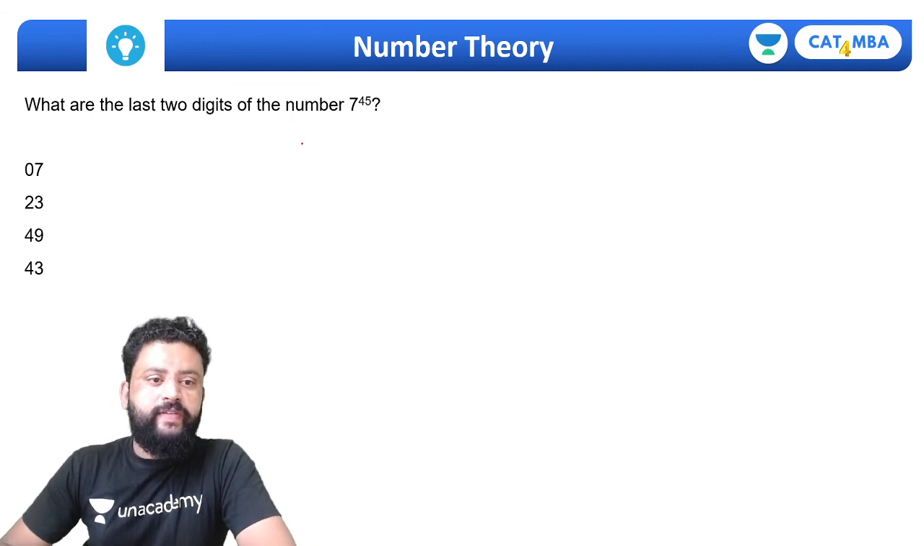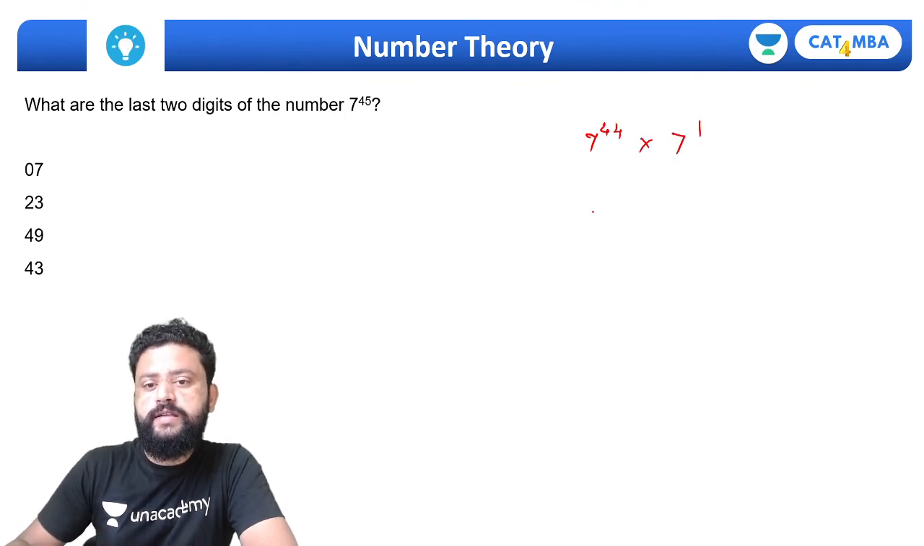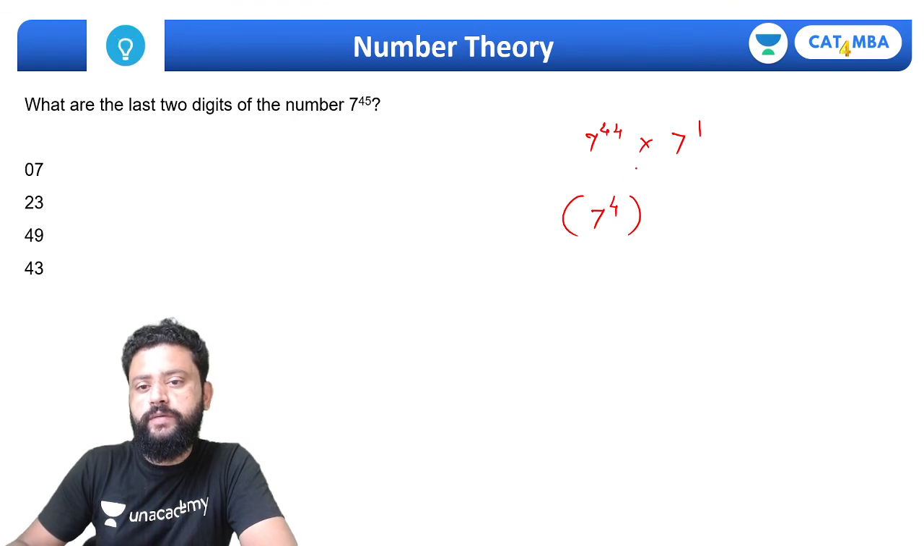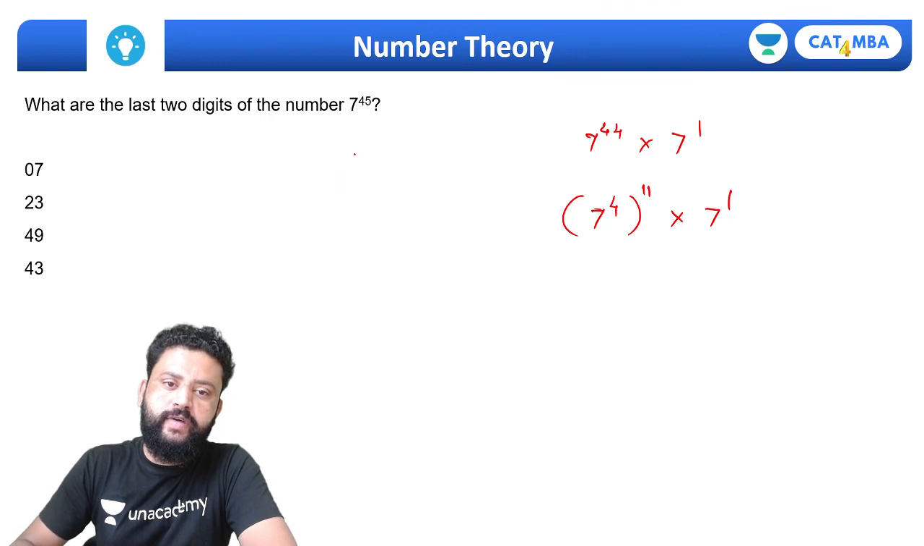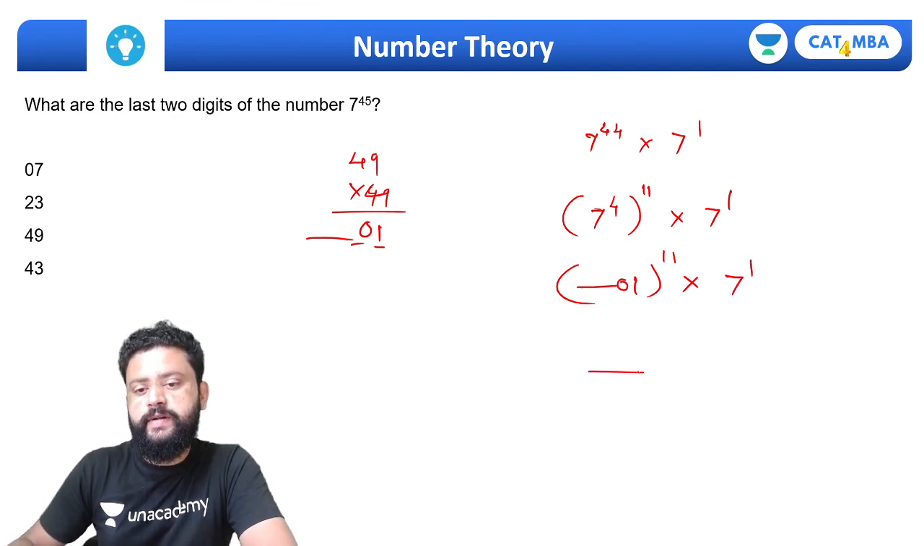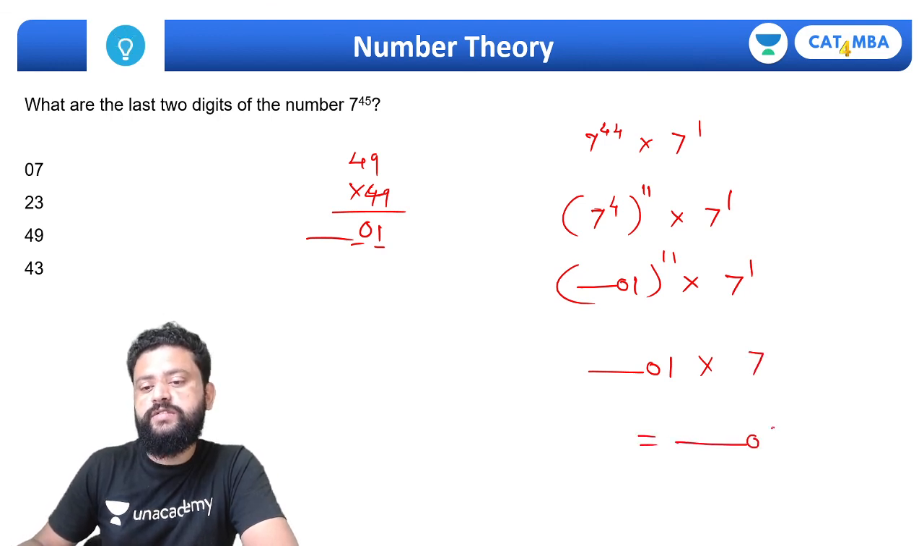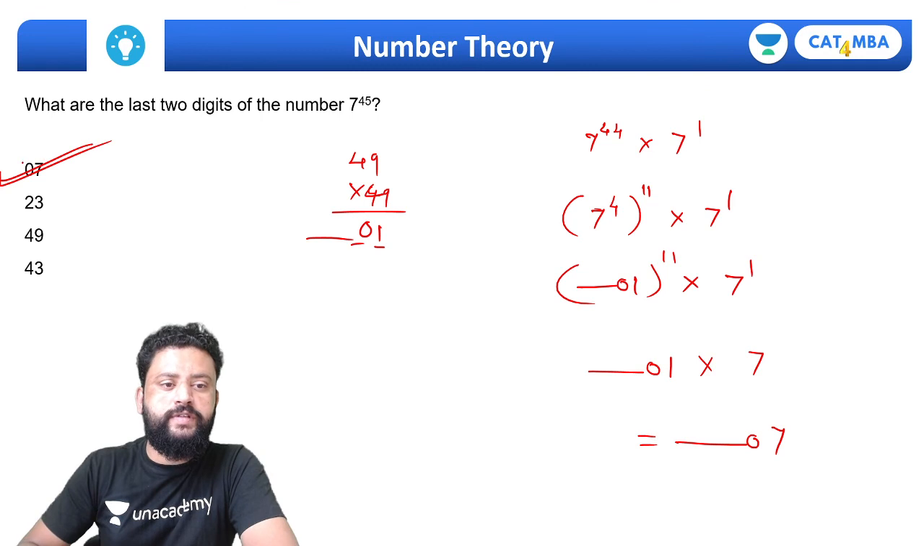7 to the power 45. What are the last two digits? So how to get the last digits? I can write 7 to the power 44 into 7 to the power 1. This can be written as 7 to the power 4 to the power 11 into 7 to the power 1. 7 to the power 4 is 7 square, 49. 49 into 49 will end with last two digits 0 1. So this calculation's last digits are 0 1 to the power 11 into 7 to the power 1. So this will remain 0 1, and this will be into 7. So the final answer will be 0 7, which is answer option A.